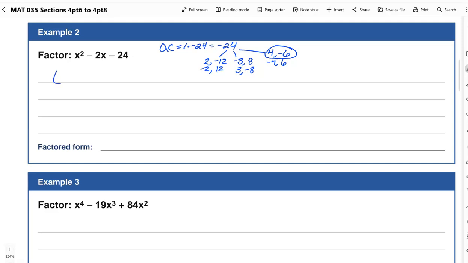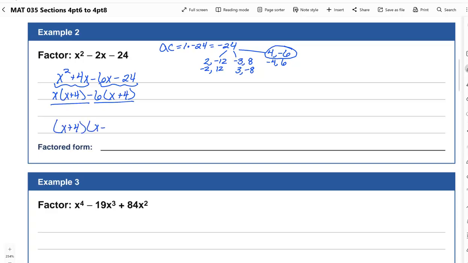So our rewrite, oops, you have x squared plus 4x minus 6x minus 24. First two terms have an x in common. Second two terms have a negative 6 in common. And then those two have an x plus 4 group in common, leaving us with x minus 6. So there's our factored form.